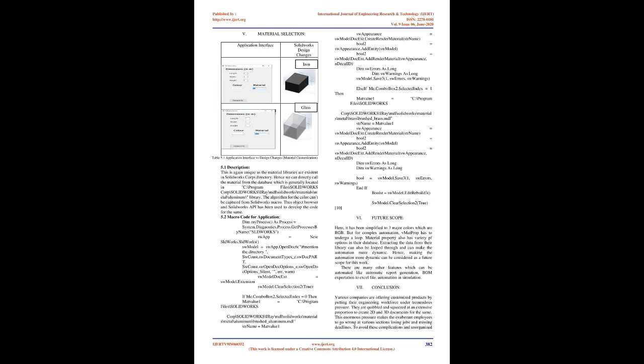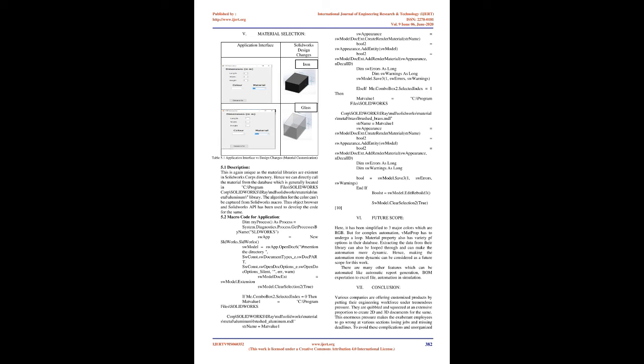6. Future scope. Here, it has been simplified to 3 major colors which are RGB. But for complex automation, vMatProp has to undergo a loop. Material property also has a variety of options in their database. Extracting the data from their library can also be looped through and can make the automation more dynamic. Hence, making the automation more dynamic can be considered as a future scope for this work.